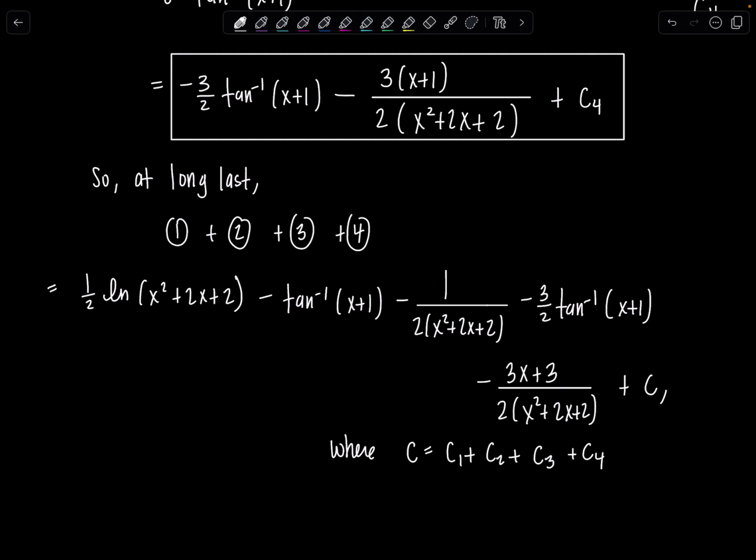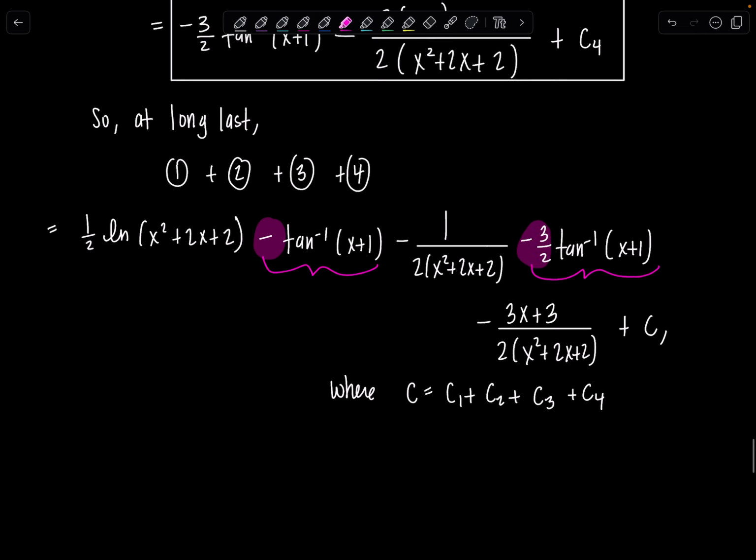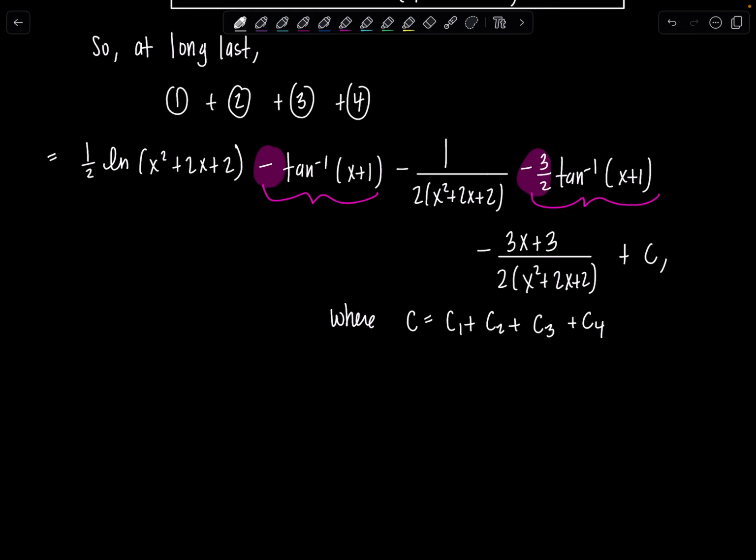Is this answer completely simplified? No. So I have negative tan inverse of x plus 1, negative 3/2 tan inverse of x plus 1. I can combine those. Minus 1 minus 3/2 will give me minus 5/2. So let's get that started. This 1/2 natural log is the only natural log, so that's going to stay put. That's our front runner. Let's put them at the beginning of the integral. Now I have minus 5/2 tan inverse x plus 1.